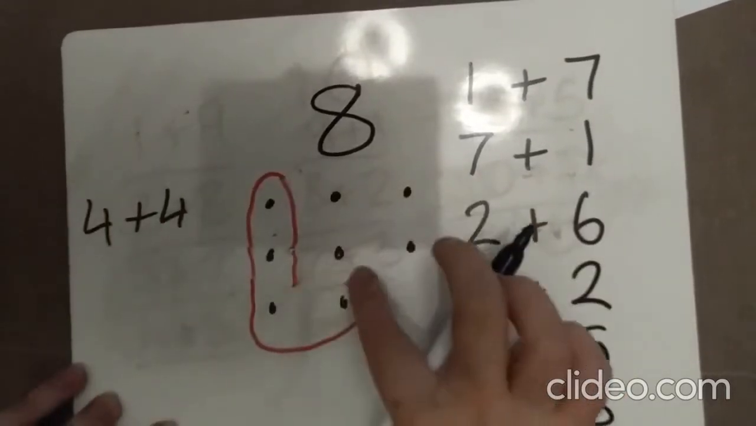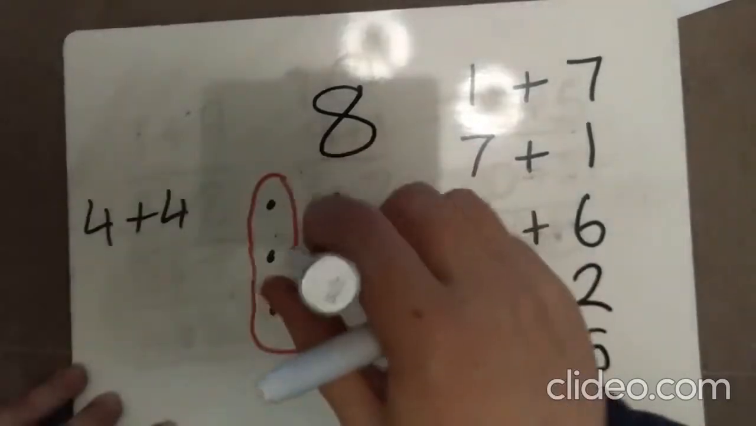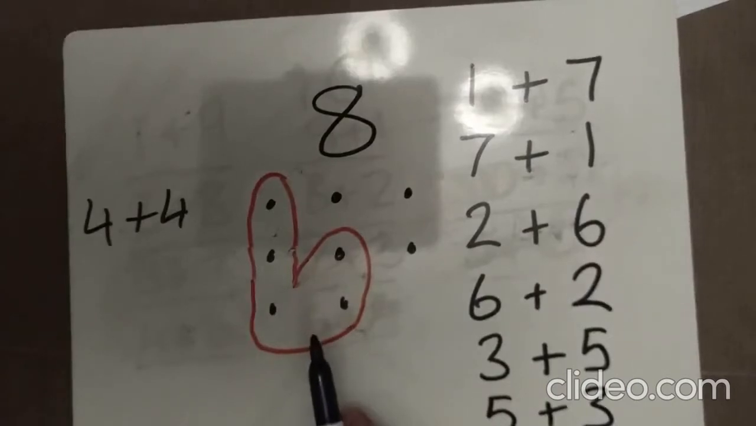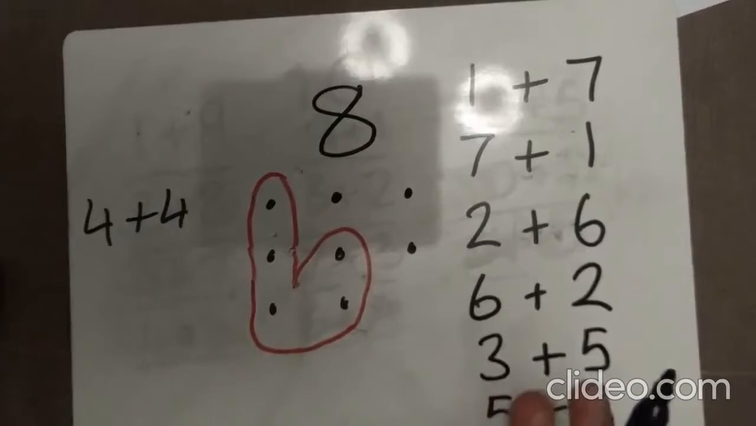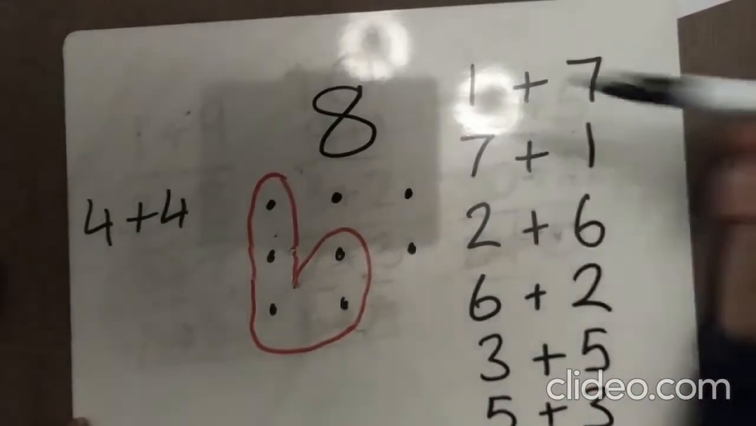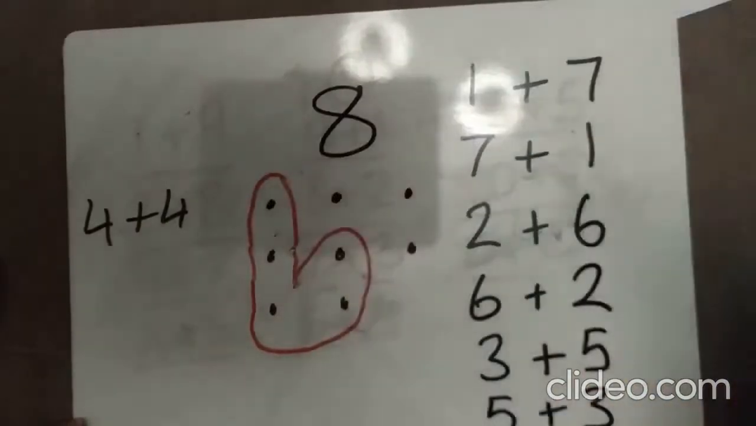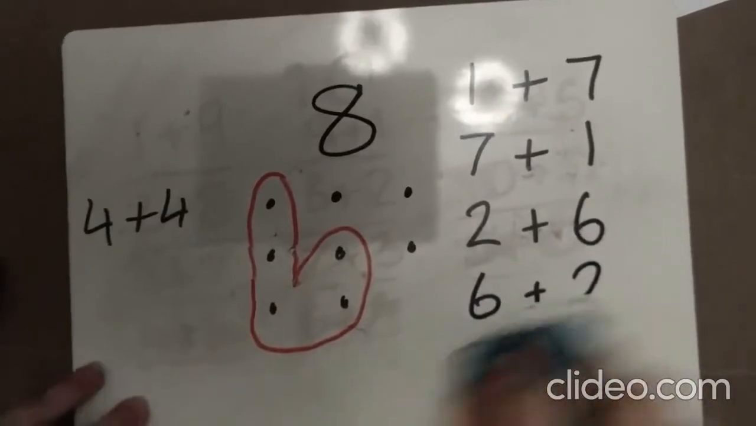However, if we were to circle one more, then we've got 5 and 3, and we've already got 5 and 3 down here. So we don't need to do that again because we've done them both ways, we don't need to repeat that. So we have found out that 8 has 1, 2, 3, 4, 5, 6, 7 ways of splitting it up. And that is what the year ones are going to be focusing on today, splitting up some numbers.